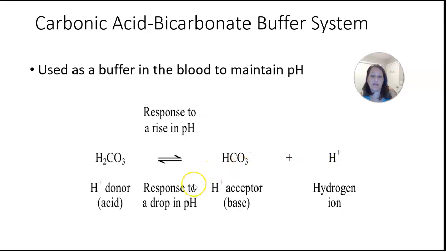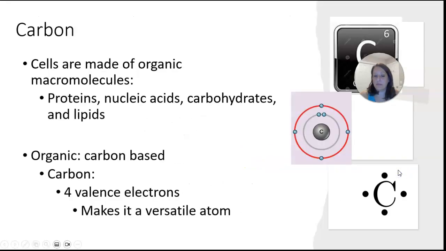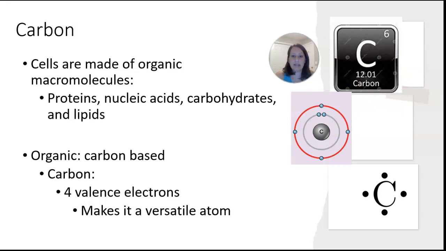The reverse happens if there's a drop in pH. If our blood becomes too acidic, the base here, bicarbonate, is going to grab hydrogen ions, and we're going to go back this way to form carbonic acid. Again, this is a homeostatic mechanism. It's a buffer system to help maintain pH in blood. That's all I'm going to say about pH and acids and bases.